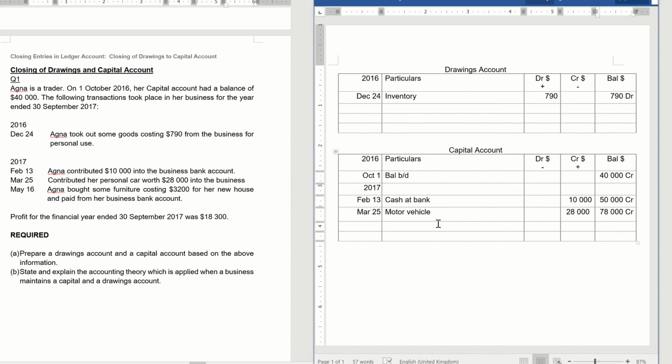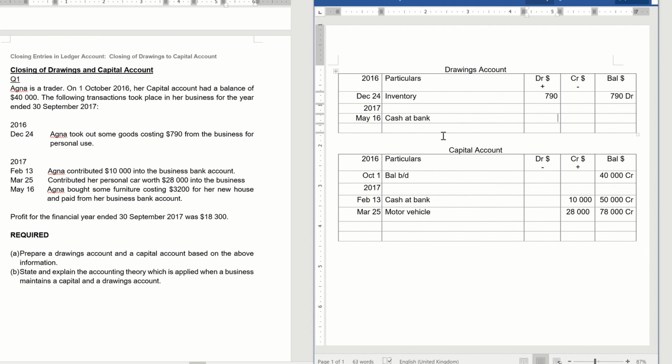Okay, next transaction on May 16th. The owner Agna bought some furniture for her new house, but she took the money out from the business bank to make the payment. So this is another form of drawings. Please record it in the drawings account. It happened on May 16th. What the owner actually took from the business is money from the business bank. So record it as cash at bank.